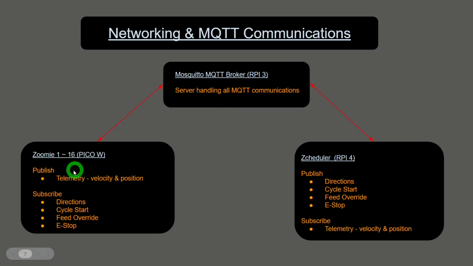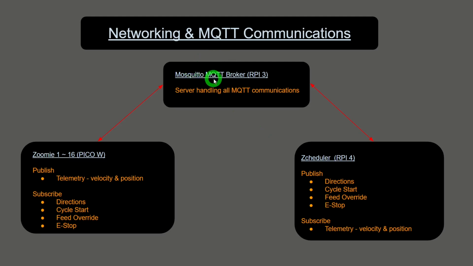From the Zoomie's perspective, we need to publish our telemetry data very frequently, and that will consist of velocity and positional data. We also need to subscribe to topics coming from the scheduler, and those topics would include directions, cycle start, feed override, and e-stop. Over here on the scheduler, we're going to be publishing the topics directions, cycle start, feed override, and e-stop, and it will subscribe to each of the Zoomie's telemetry data. Directions will be sent to each specific individual PICOW. As you see here, each Zoomie has to have its own ID. We'll explain that once we get a little further down in development.